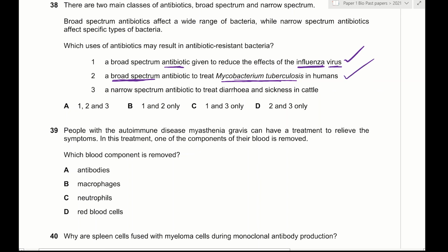3. A narrow spectrum antibiotic to treat diarrhea and sickness in cattle. Here, diarrhea and sickness is only mentioned, so it is not really specific. In this case, if we do not know the specific type of pathogen causing the sickness, we must use a broad spectrum, not a narrow spectrum. So this is correct and will also cause antibiotic resistance. Therefore, the answer is going to be A.